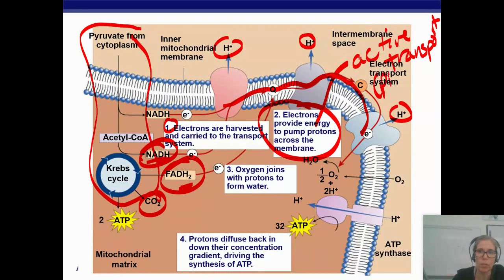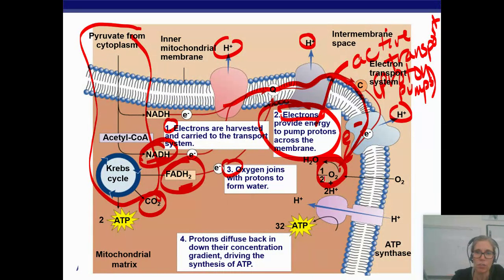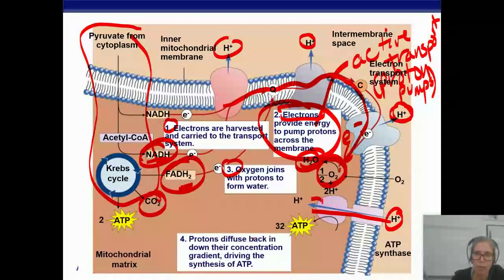Right, they're proton pumps. Even though they don't require ATP, they require energy from the electrons. Step 3, oxygen joins the protons right here, and some electrons. So oxygen takes the electrons from here, joins some protons, makes water. Step 4, you've got this proton gradient. As the protons come back through here, that's the energy needed to make ATP.